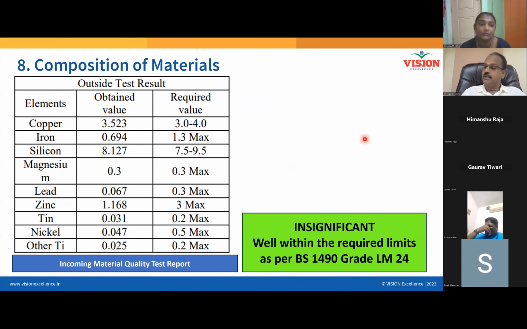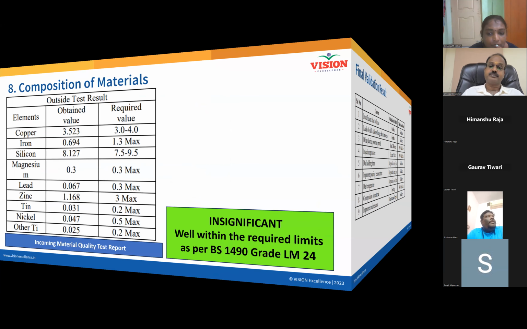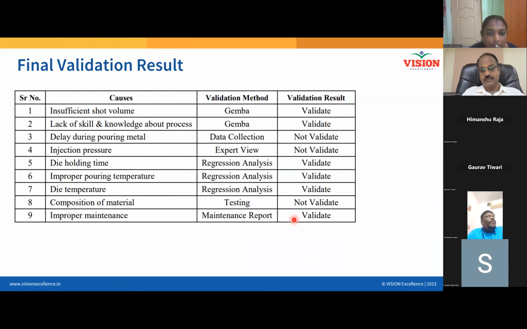And now, incoming raw material testing. The incoming raw material is tested in a third-party laboratory. You see here, the laboratory value is here, and the requirement is here. What is this report telling? There is no problem, that means the factor is insignificant. Now, the final validation result. Out of the 9 factors, 3 factors are considered insignificant. But how many factors are really critical? 6. For each of these factors, action is required.